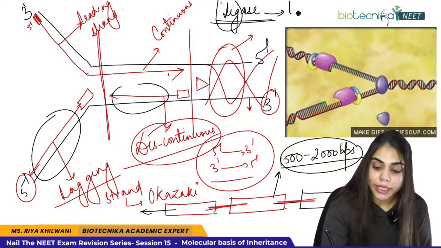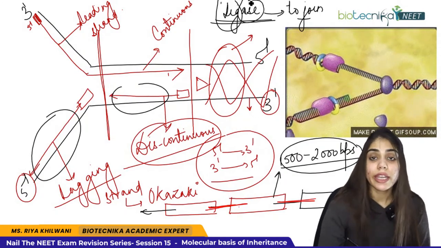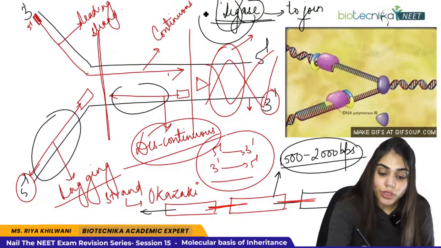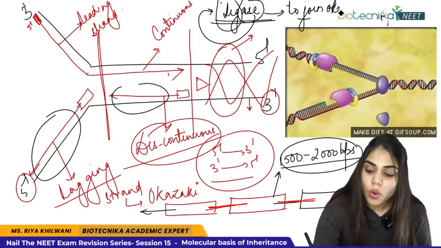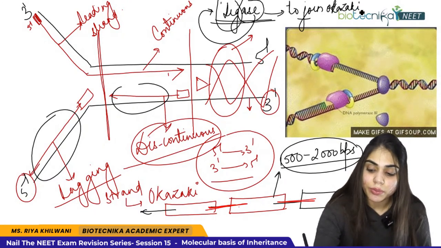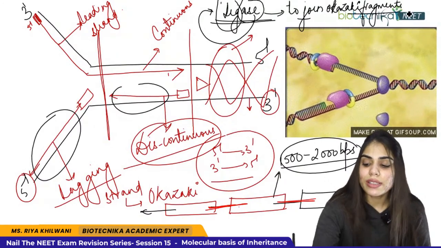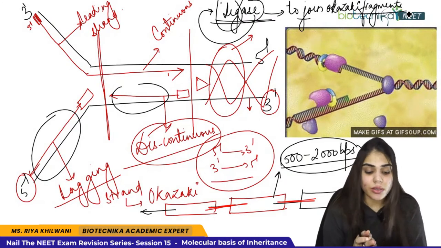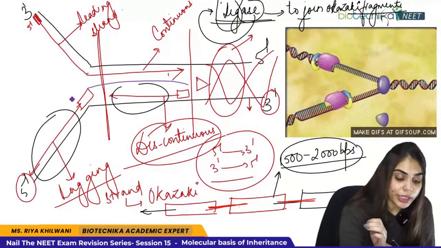Lig means to join. As it has the -ase suffix, -ase stands for some kind of enzyme. So this is an enzyme which is going to join this DNA. It will join all the Okazaki fragments together. Once the ligase enzyme joins all the Okazaki fragments, this lower strand will also be a continuous strand of DNA synthesis.